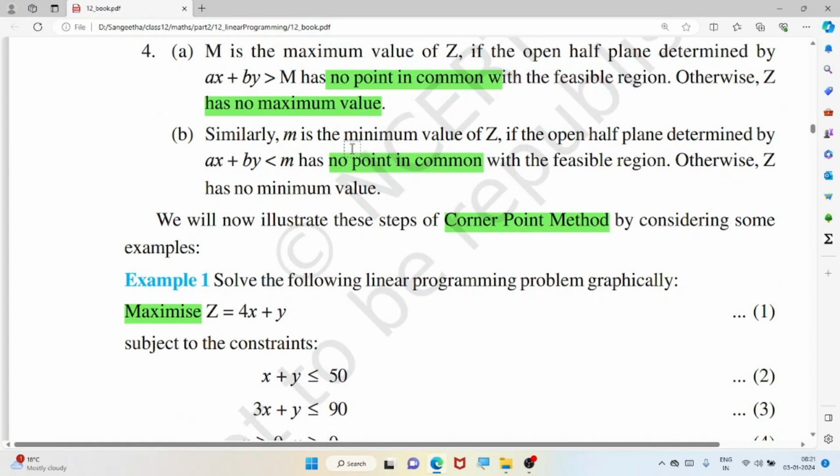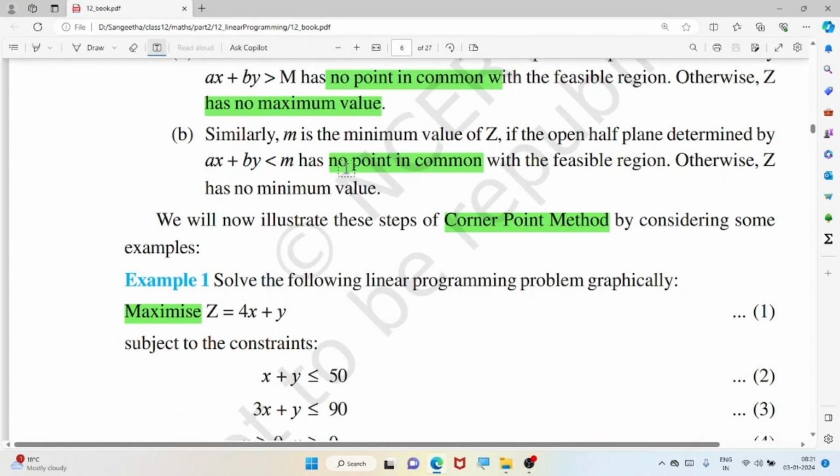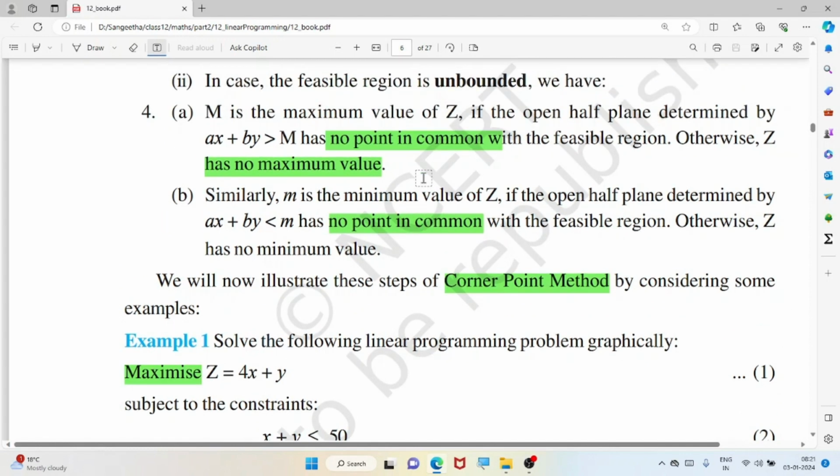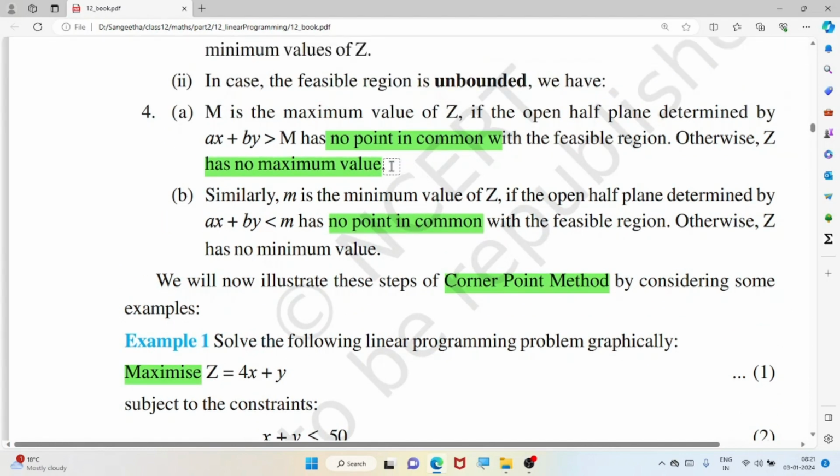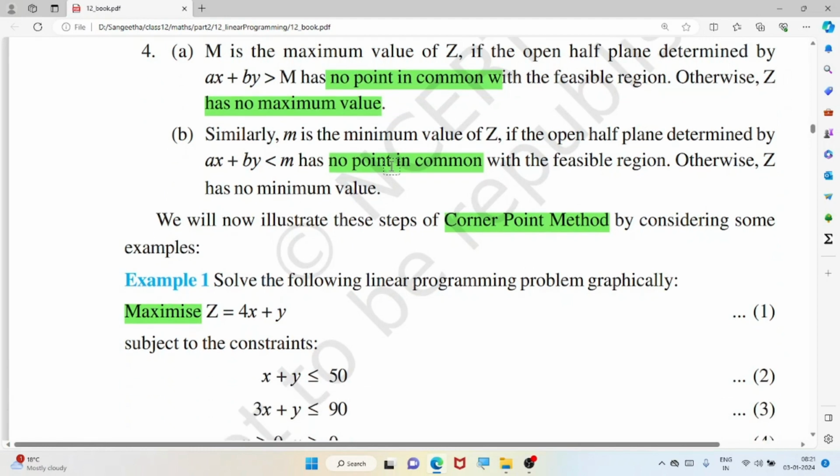Similarly, if M is the minimum value of Z, and the open half plane determined by ax plus by less than M has no point in common with the feasible region, then M is the minimum. Only if it doesn't have any point in common is there an optimal point, otherwise no.